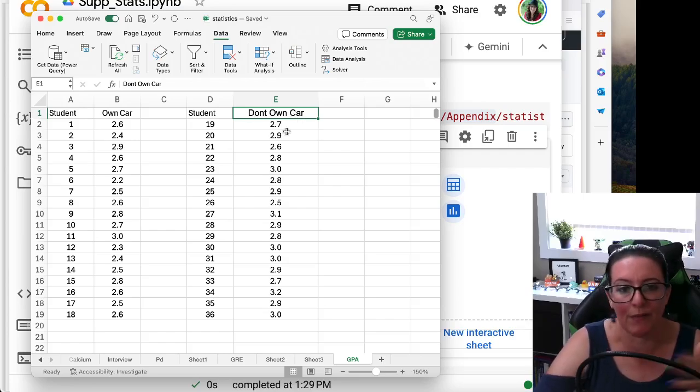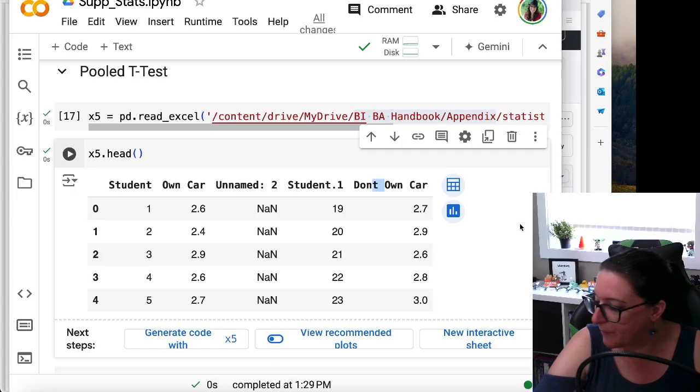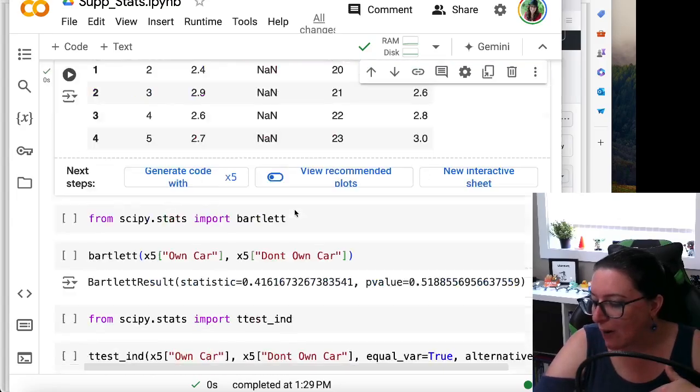Okay, so I just got rid of it. It says "don't own a car," no apostrophe. Okay, so data is now in.